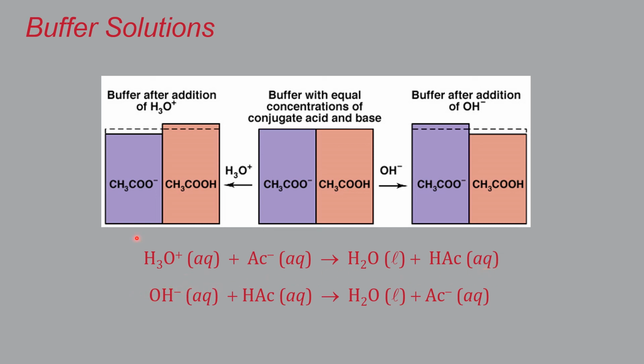So what have we done here? Well, we have essentially traded a strong acid, the hydronium, for a weak acid. And we have traded the strong base, hydroxide, for a weak base. Pretty much quantitatively, these reactions occur, again, almost to completion.